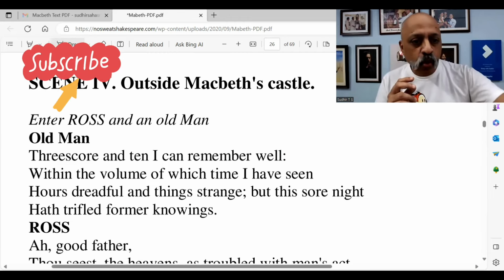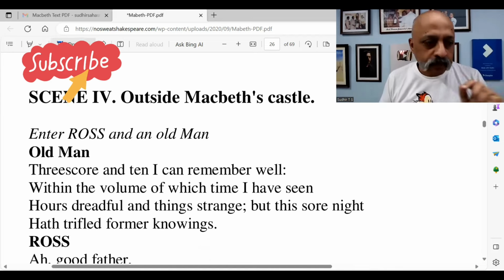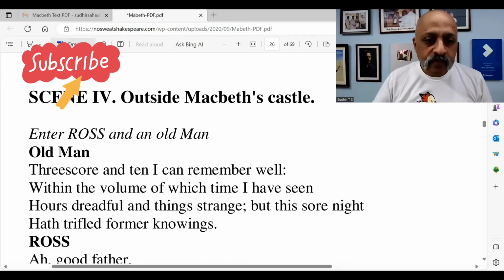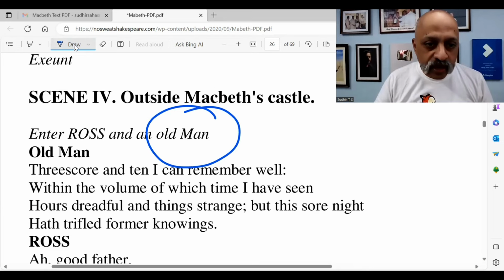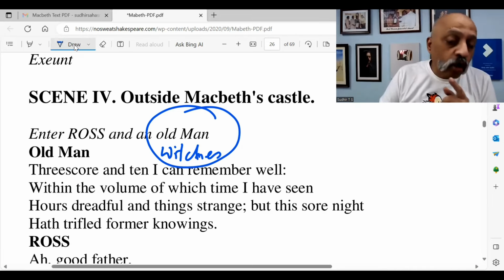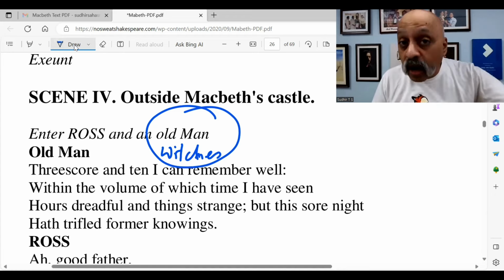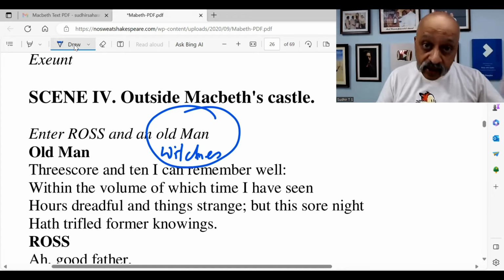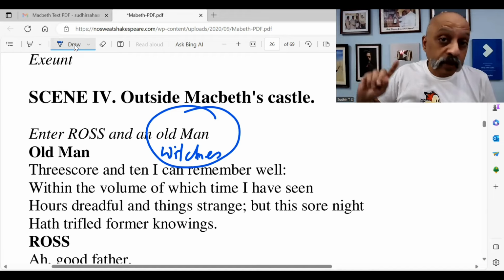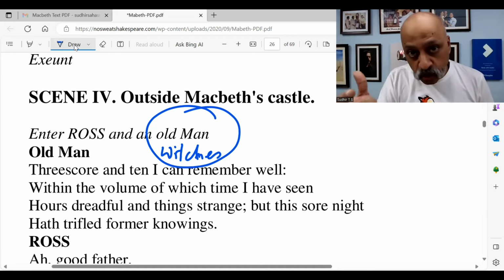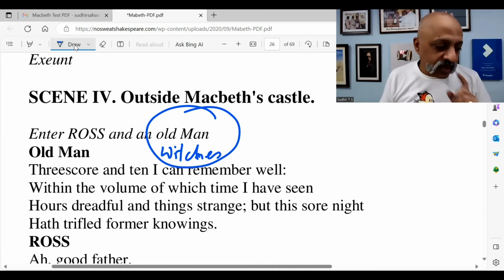So old man says, 70 I can remember well. Okay, so he's saying, and important to remember that this old man is in contrast to the witches. Ki jis tarah ka character humne act 1 mein, scene 1 mein aur scene 3 mein witches ka dekha, uske contrast mein hai ye budha aadmi, ek vridh aadmi, because the witches were about ki aage kya hoga. Wo bhavishyavani kar rahe the. Lekin, ye jo budha aadmi hai, he is talking about jo pehle bhutkal mein jo ho chuka tha. Okay, he is talking about how the natural order of the world has been distorted. Okay, so that's what this particular scene is all about.